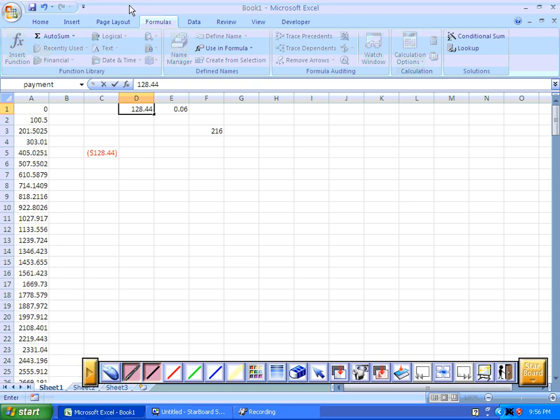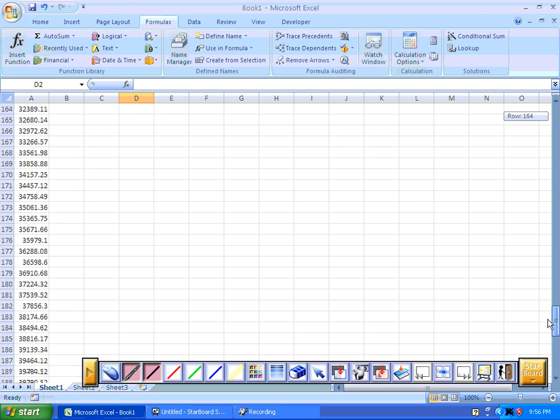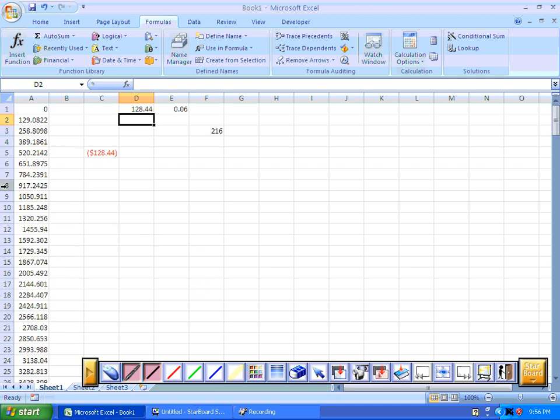So if I took this $128.44 and I put it right here and hit enter, now if I scroll down to the bottom, down at month 216, that should be 50 grand. And look, it is right on the button. That's pretty exciting. So those are the formulas that you should use when you're doing deferred annuities.